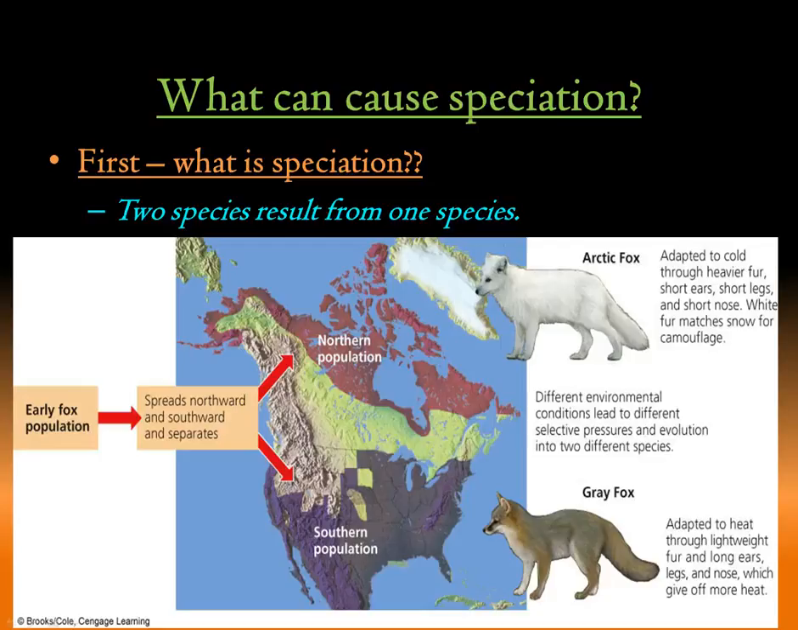So in this particular example from your book, the early fox population speciation occurs, and now you have the gray and Arctic fox because of geographical isolation. Part of that had to do with the Rockies forming back in the Mesozoic, separating the species, and so one migrated south and one migrated north, and now we have two different species that once came from one particular species of fox.